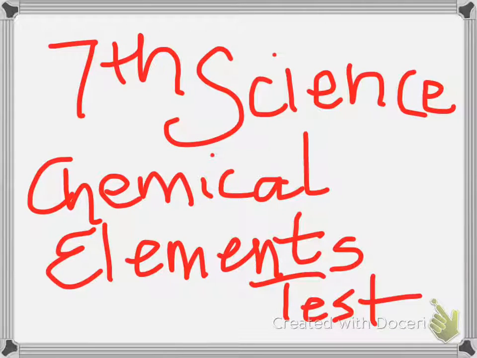Number 17, a portion of the periodic table is provided. Which of the following is the chemical formula of an organic compound? Number 18. In order to be considered an organic compound, the compound must contain the element carbon, chlorine, helium, or calcium.